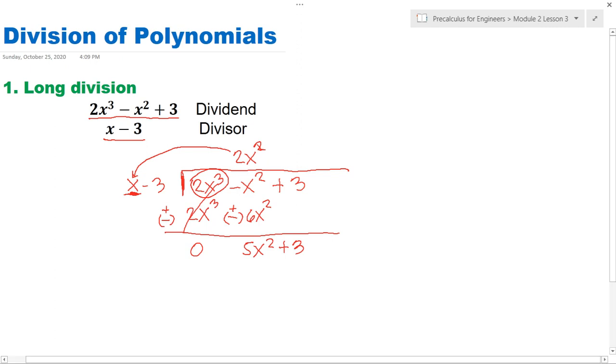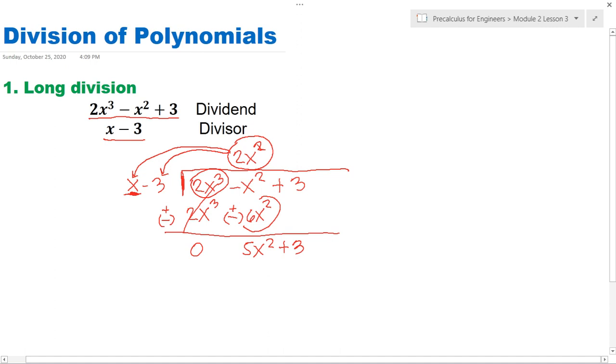Kani siya. Actually, gimultiply nimo ang imong nakuha diri nga factor. Diba? Gimultiply 2x squared times negative 3. The result is negative 6x squared. So, na-follow ra?